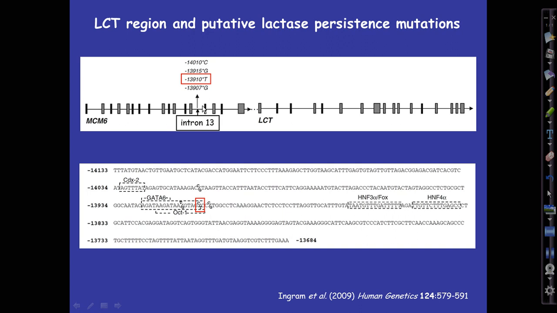persistence mutation occurs, which is in the middle of an intron of the neighboring gene, MCM6. Here's the exact spot. It is inside the binding site of a known transcription factor footprint. So it's very plausible that that mutation changes the binding of the transcription factor in a way that switches on expression of lactase even after the time of weaning in a mammal like us that normally would shut it off after weaning.